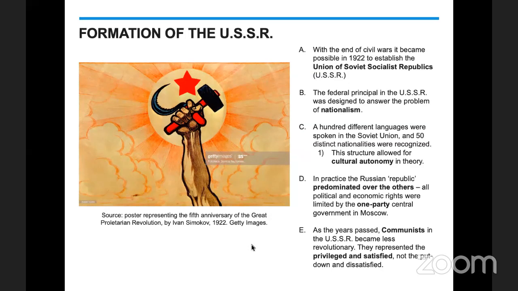So take a look at this image too. This is a poster representing the 5th anniversary of the Great Proletarian Revolution by Ivan Simakov. And we have these symbols here. So we have this strong arm holding the sickle representing the agricultural workers, the hammer representing the industrial workers, and the red star is representing the Communist Party that is overseeing or leading this charge, in the formation of that poster.